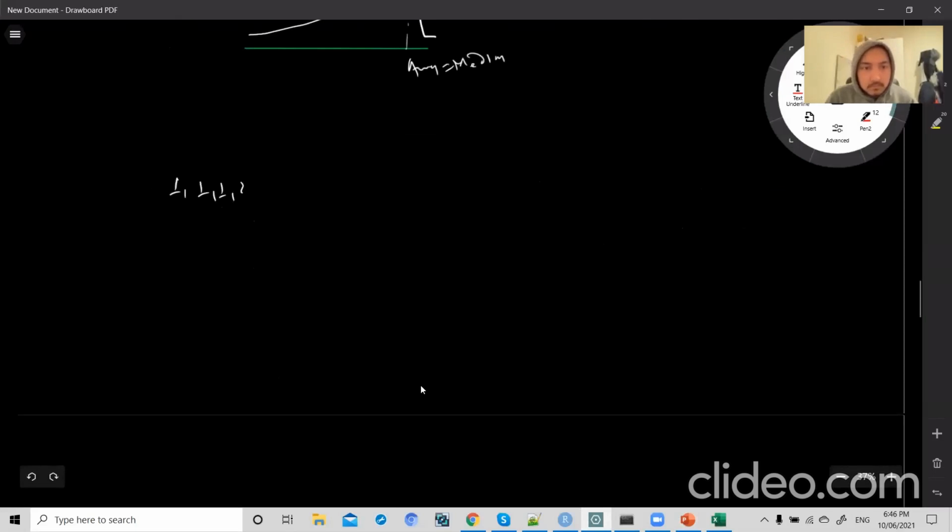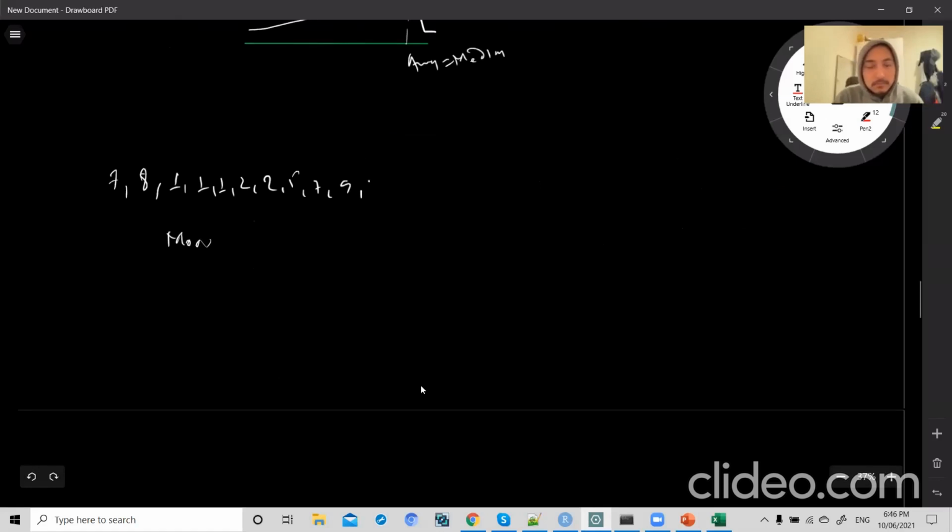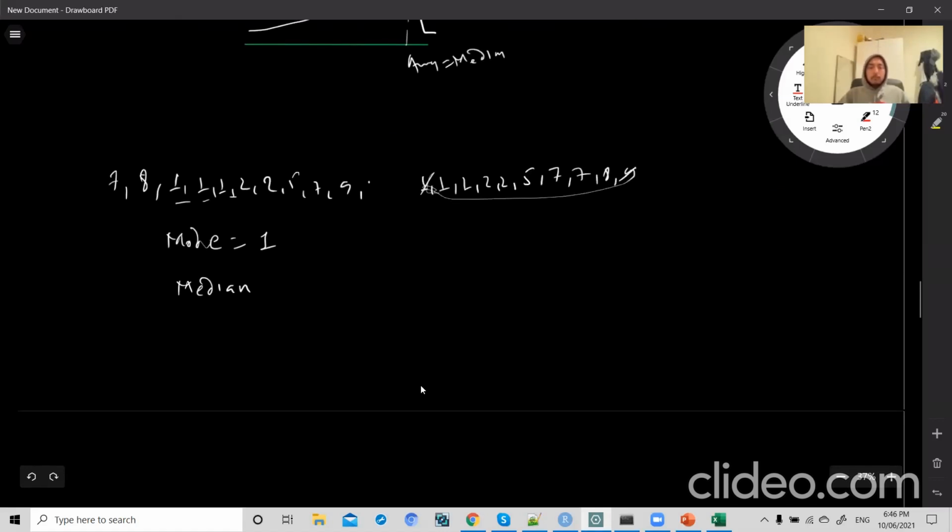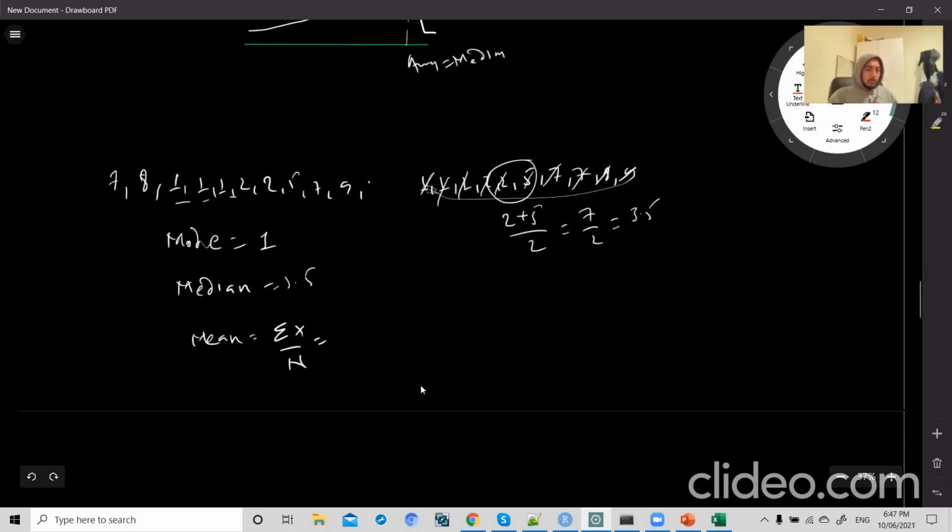For example, take the numbers 1, 1, 1, 2, 2, 5, 7, 7, 8, 9, 9. Your mode is the highest occurring digit, which is 1. For the median, we sort in ascending order: 1, 1, 1, 2, 2, 5, 7, 7, 8, 9, 9, and we take the middle value. The middle value is 5. And what is your mean? Mean is simply sigma x divided by n: add all these values and divide by the count, 11. That's it.